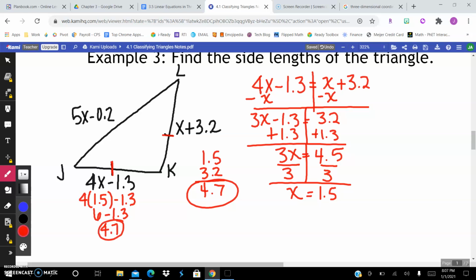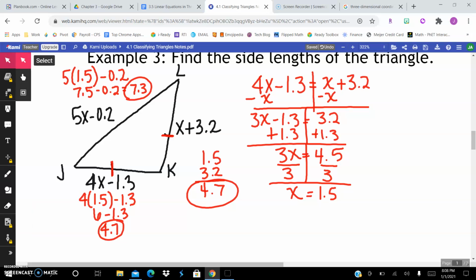and that's good because the tick marks showed us that that was the exact same. We should have gotten the same answer there. And then on the hypotenuse here, the longest side, we have to do 5 times 1.5 and then subtract 0.2. So 5 times 1.5 would be 7.5, and then subtracting 2/10 from that would give us 7.3. So this side is 7.3. So that completes our problem, finding all 3 side lengths.